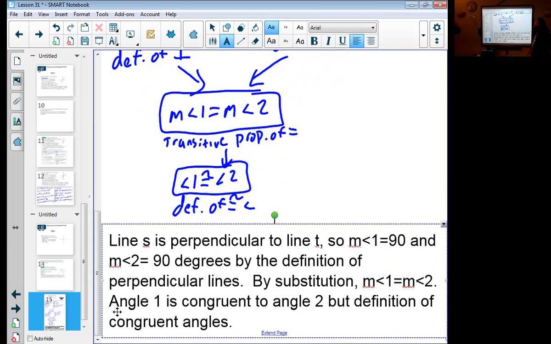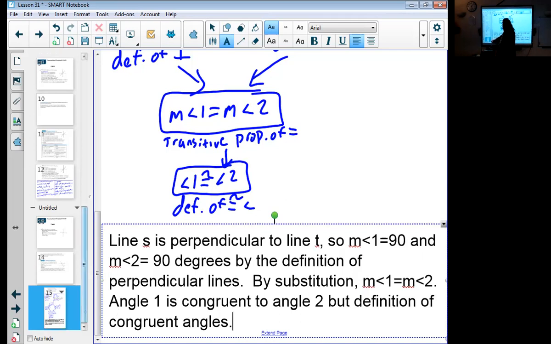How you choose to do your proofs is completely up to you, but this is how you do flowchart proofs and paragraph proofs. This is the end of lesson 31.